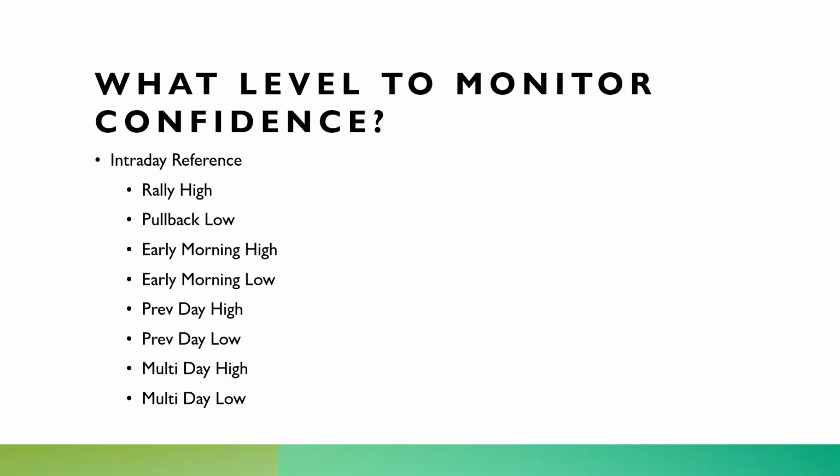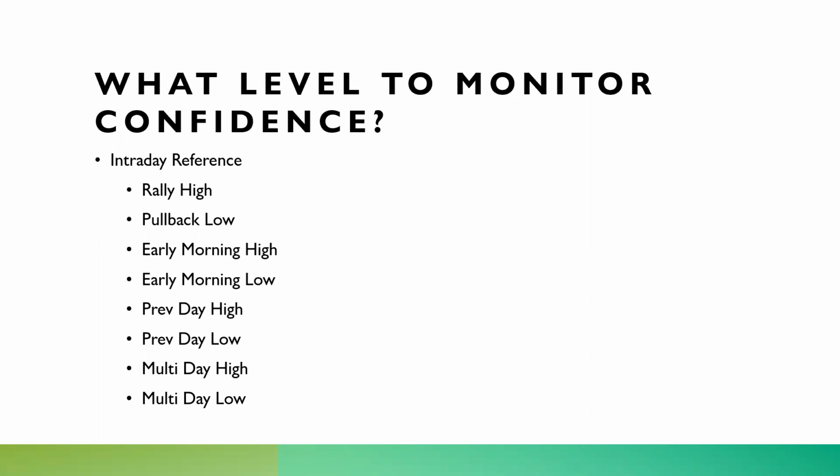So what levels to monitor for confidence? There are various levels. From an intraday perspective, I'll be watching rally highs, pullback lows, or the early morning high and early morning low. Early morning high means the A period high, and A period low is the early morning low. Previous day high, previous day low, multi-day high, multi-day low. Whenever price is nearing those levels, those are the reference levels to monitor whether acceptance or rejection is happening around them. That is exactly the thinking that will be running in my mind.